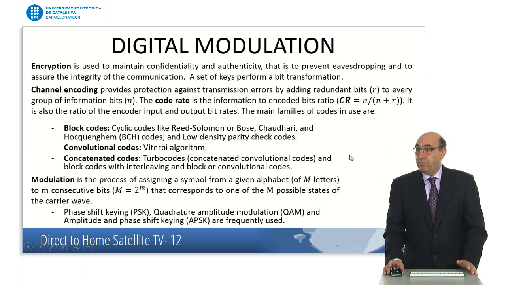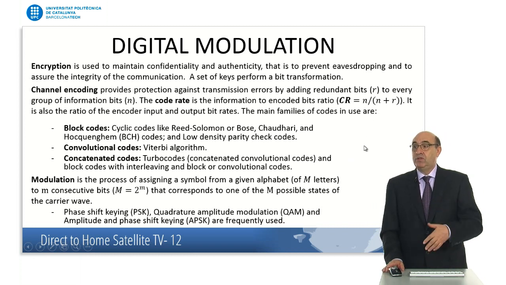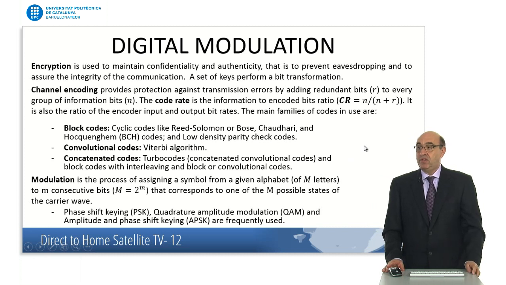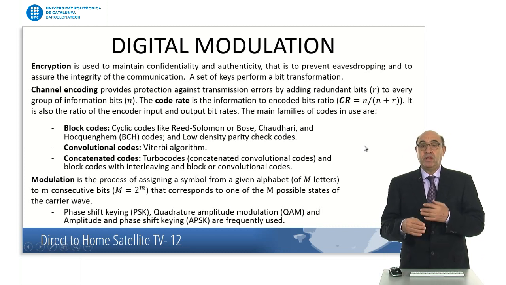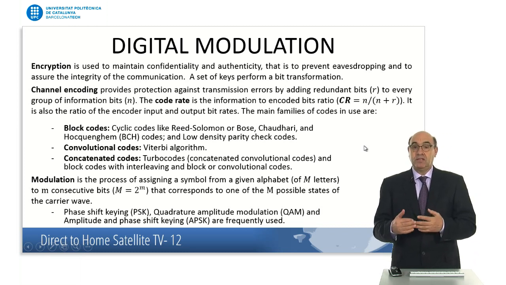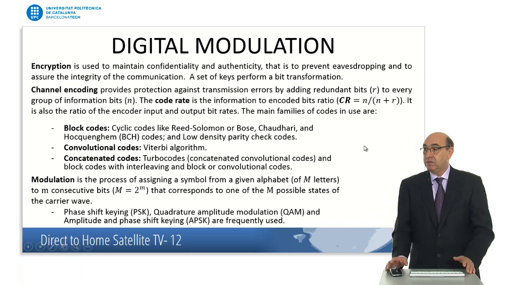There are two important numbers in this process. The number of bits we add to the information bits, and the ratio of the information bits to the information plus redundant bits, which is called the code rate. And normally we will see this as a fraction of two numbers. This is the number of bits of information, and this is the number of bits encoded, the total number of code bits. And it's also the ratio of the input and output bit rates in the encoder.